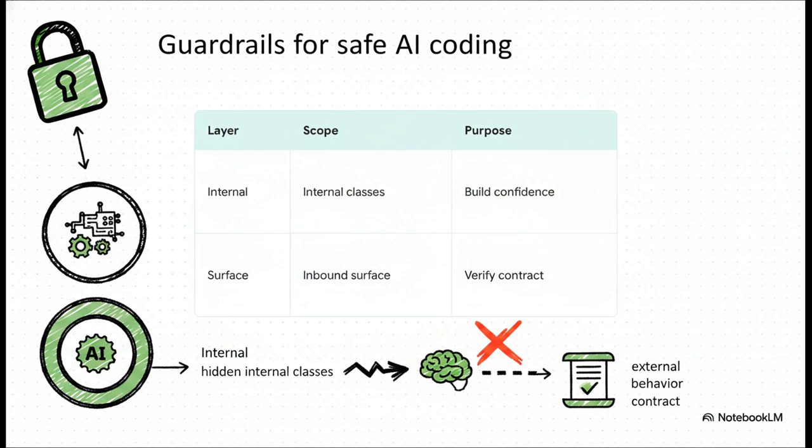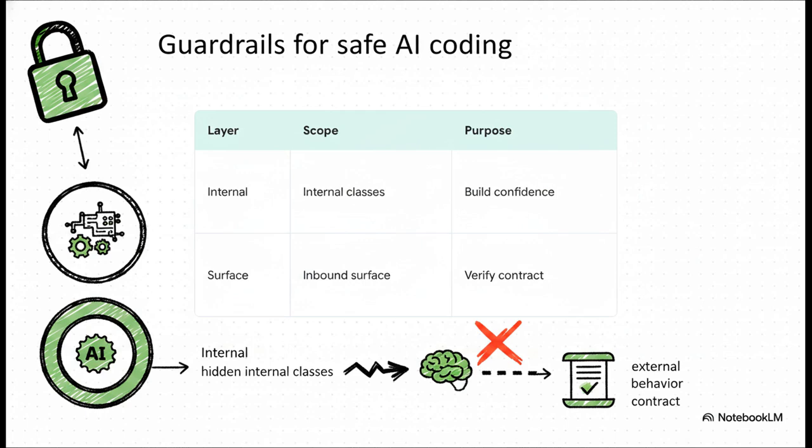Tier 1. Internal unit tests. These test the hidden internal classes and workflows directly, really just to build confidence inside the package itself. But the real magic, the actual safety net, is Tier 2. Surface functional tests. These tests treat the entire package as a total black box. They only hit the inbound surface to verify the external behavior contract.